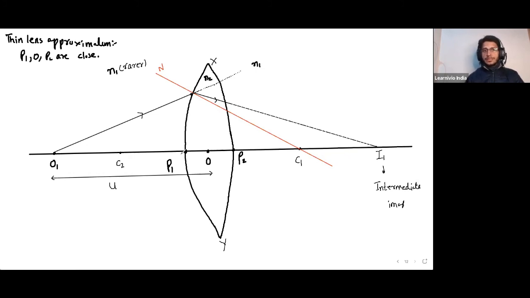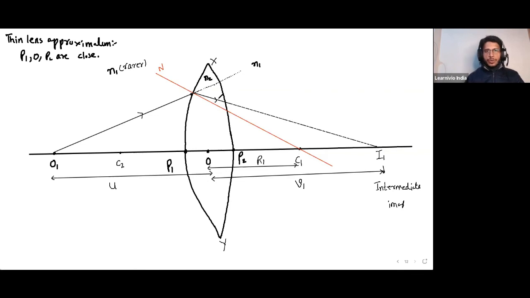I should take the object distance from P1, the pole, but I have just mentioned that in the thin lens approximation P1, O and P2 are very close. So whether I take it from O or from P1, that's the same thing. Similarly, I can mark this distance of the optical center to the image as V1. Similarly, this distance O to C1 we call R1. This is the radius of curvature R1, for the first surface XP1Y.